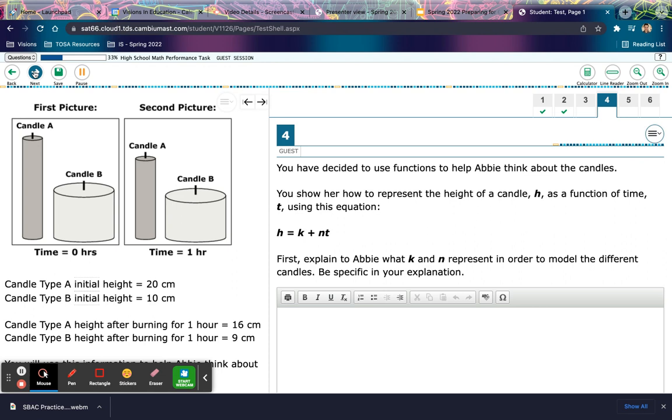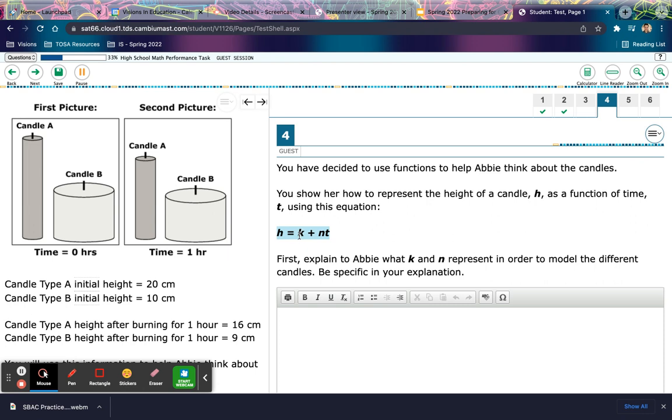So let's take a look at part four. So now it's talking about decided to help. So you're trying to use some functions. So if you see something like this, you might be thinking that the line formula, right? Y equals mx plus b, that kind of idea. Notice it's written a little different, but real close. Like this kind of should look familiar, right? You see maybe this could be the mx part.